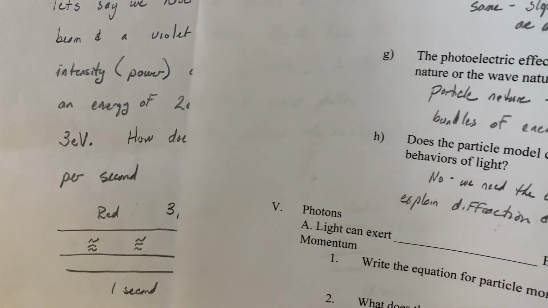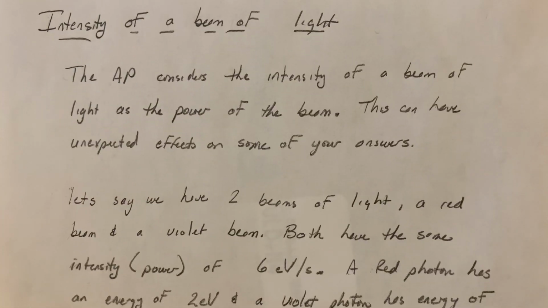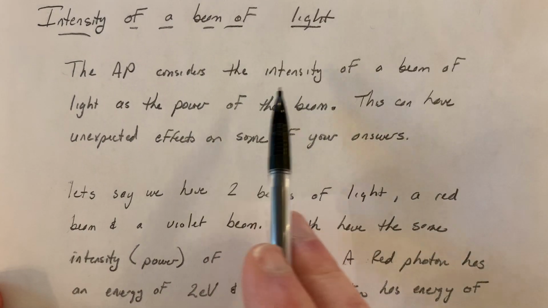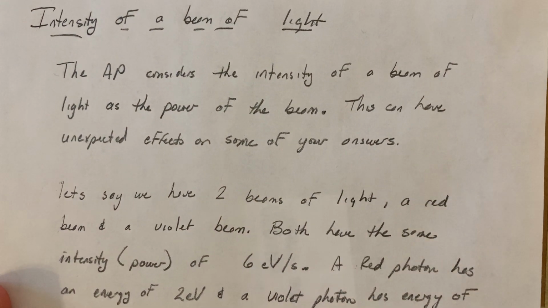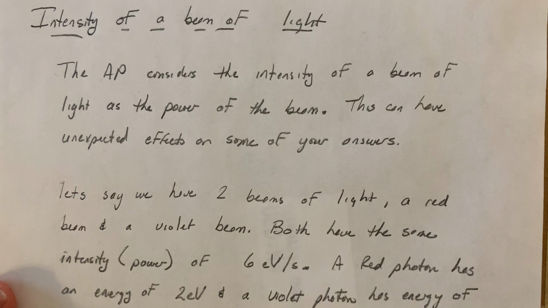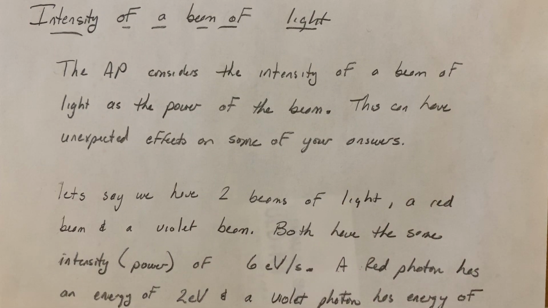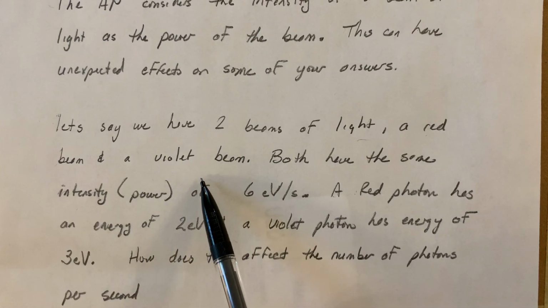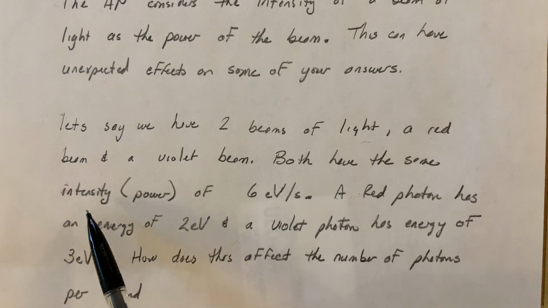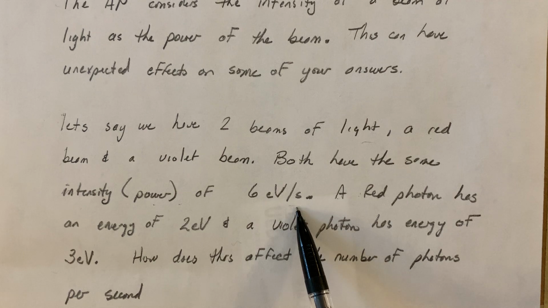Now, one thing I did want to talk to you about that AP asks about is dealing with intensity of a beam of light. The AP considers intensity of a beam of light as the power of the beam. Don't forget, power is energy per unit time. This can have unexpected effects on some of your answers. Let's say we've got two beams of light, a red beam and a violet beam. Both have the same intensity, which is your power, of 6 electron volts per second.